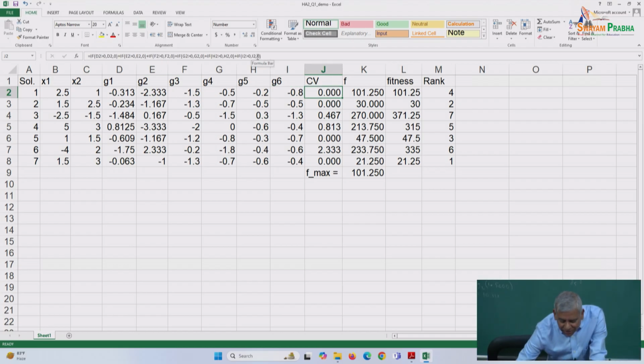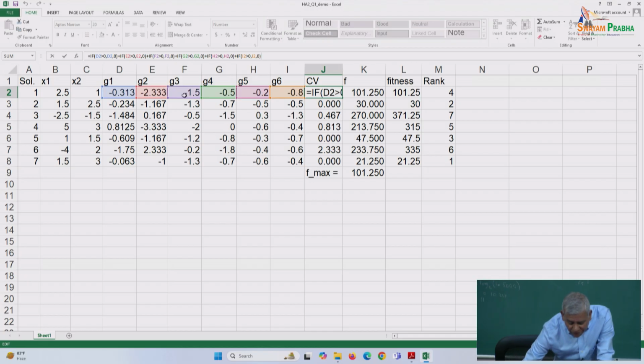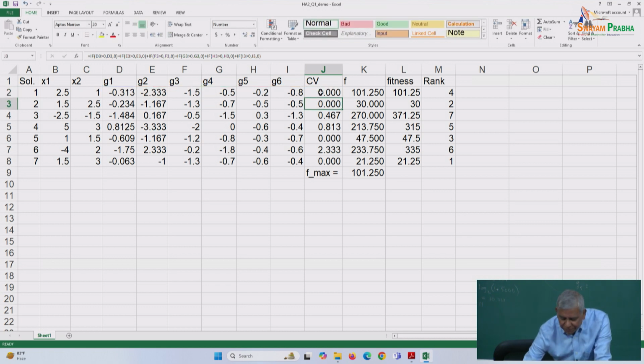I'm a little rusty in my programming, but I did this for every one of these constraints. If you look at this, all the constraint values are used. If any of the constraint values is greater than 0, I take that value, otherwise it's 0. Then go to the next constraint, next constraint, next constraint. Maybe you're a better programmer in Excel, you can add them in a loop. Okay? So once you do that, you get the overall constraint violation.